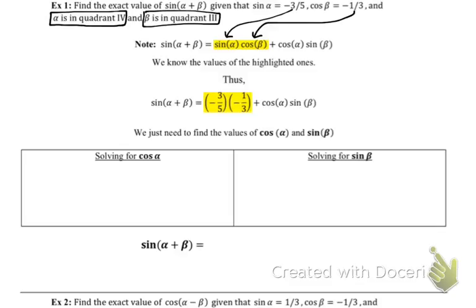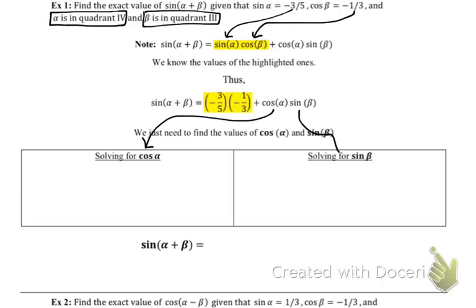The only thing I'm missing is cosine alpha and sine beta. If I find those two numbers, I'm done because it's just simplifying after that. The hard part is just finding cosine alpha and sine beta. So I just put these two boxes down to find each of these.